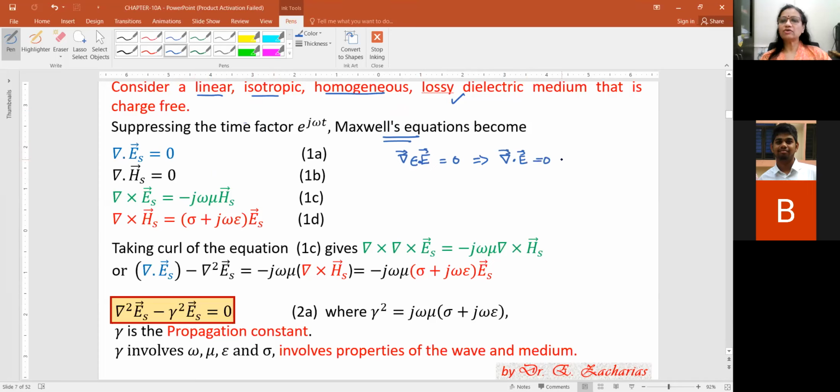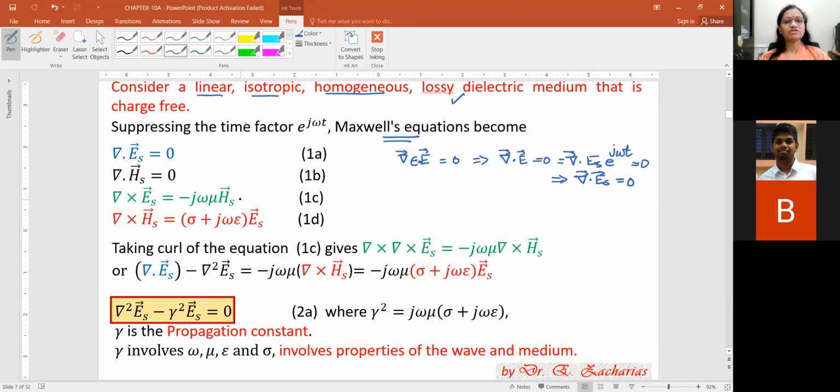And E, you have seen, can be written as Es e to the power of j omega t, so del dot Es e to the power of j omega t equals 0. So what would this mean? This would mean that del dot Es equal to 0. That's how the phasor representation of Maxwell's equation comes. Similarly, you can go to the next equation, 1b. 1b will be del dot Hs equal to 0. This comes from del dot B equal to 0.